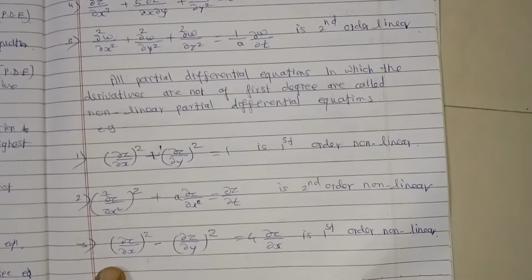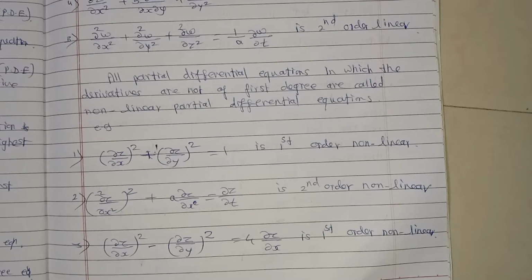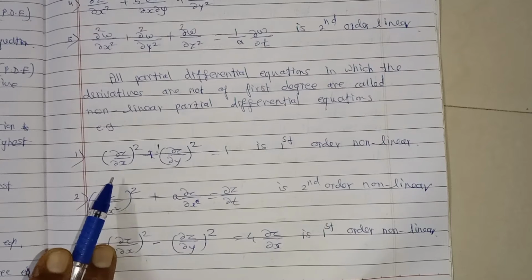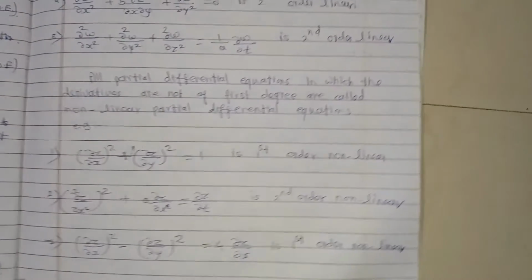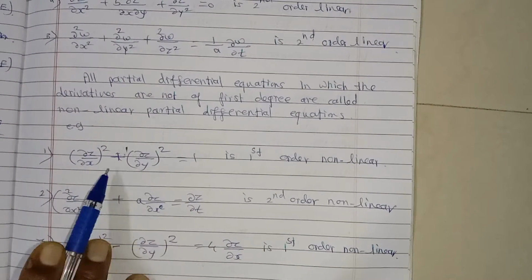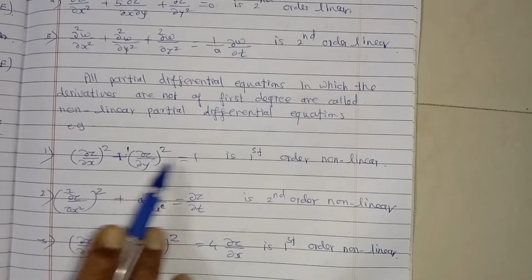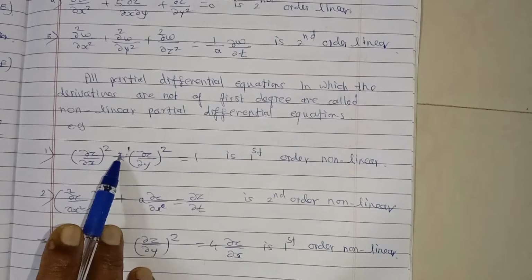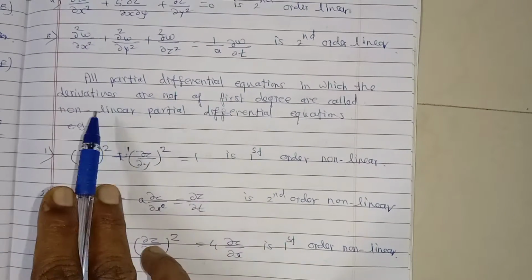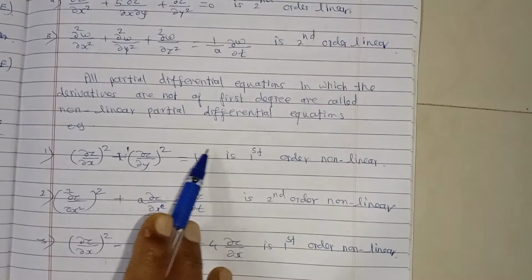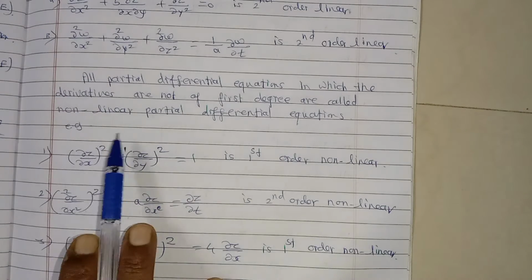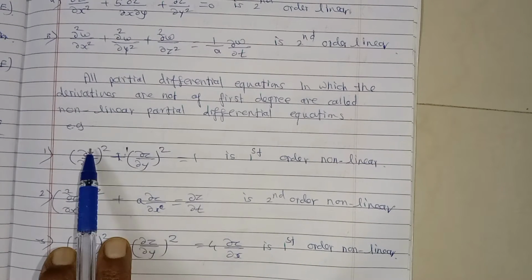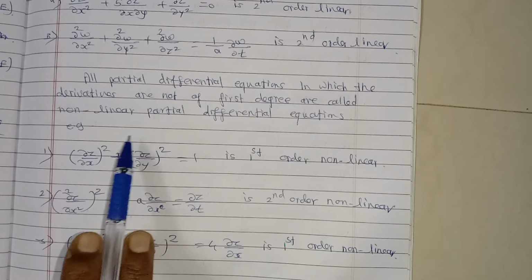For example, consider the first example, (∂z/∂x)² plus (∂z/∂y)² equal to 1. It is a first order non-linear equation. Here the degree is 2. That is, a partial differential equation in which derivatives are not of first degree. These are non-linear partial differential equations. That means non-linear partial differential equations have degree higher than 1.